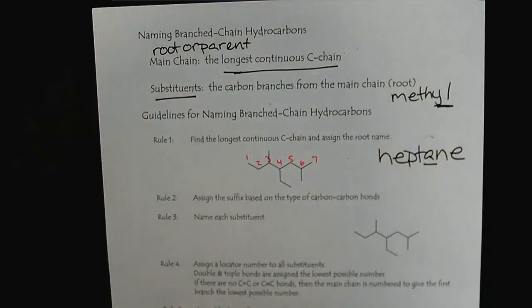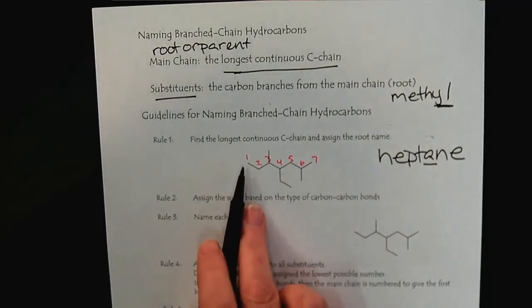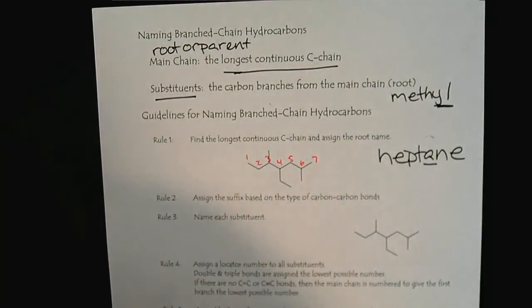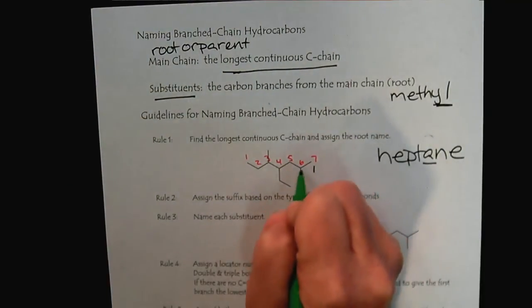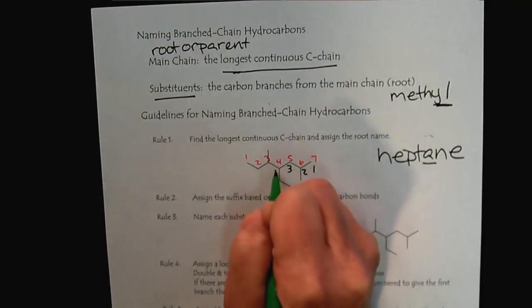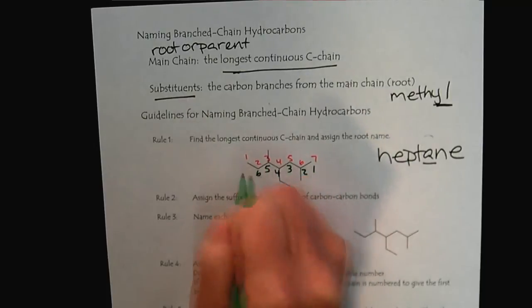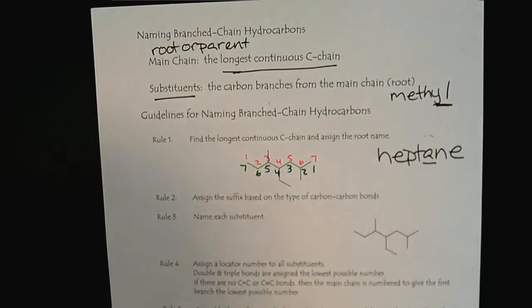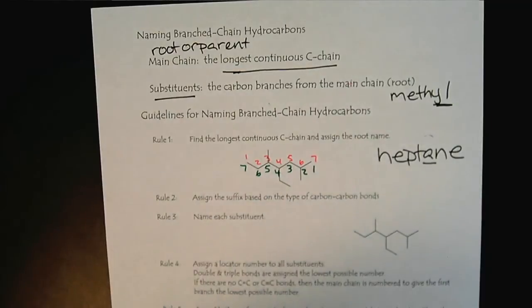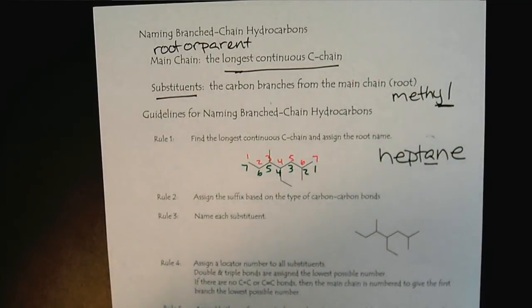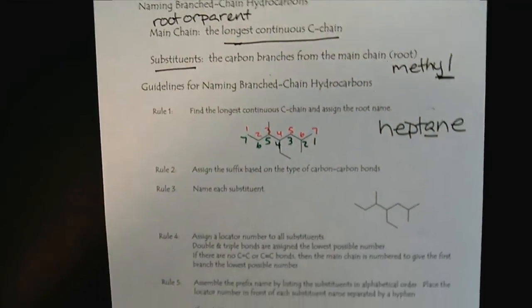So now, okay, so we've assigned the suffix. Then we want to look at the branches, but let's look at the numbering first. We could number this left to right, or we could number right to left. When you're first starting out, you probably want to try to number it both ways, and then we'll figure out which numbers are correct.